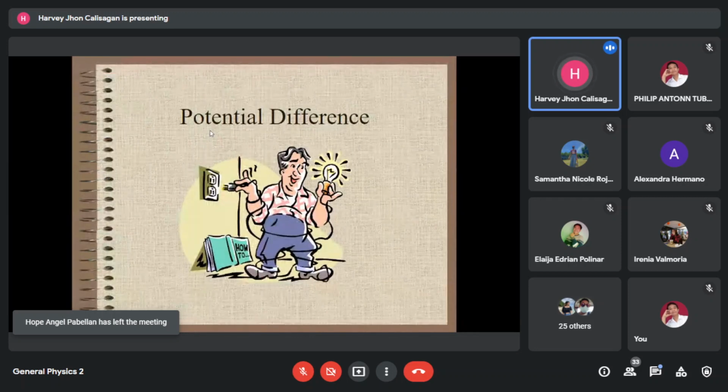So, about potential difference. So what is the potential difference?